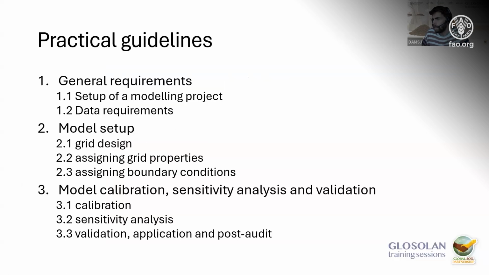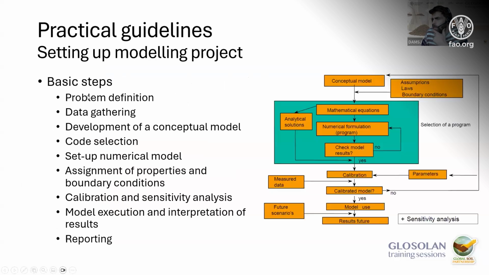And then some practical guidelines, maybe. We still have a couple of minutes. General requirements, model setup, model calibration. What you basically do when you start modeling is follow these steps. First you have the model problem. What do you want to solve with your model? Do you have a certain pollution where you want to find a way of treating the system, or do you want to know how long it will take until a certain receptor is going to be polluted? You have to think carefully about what you want to do with your model.